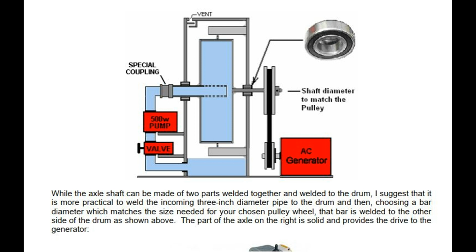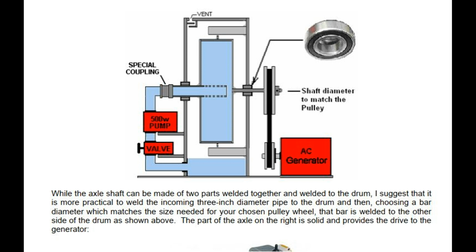While the axle shaft can be made of two parts welded together and welded to the drum, I suggest that it is more practical to weld the incoming 3-inch diameter pipe to the drum and then, choosing a bar diameter which matches the size needed for your chosen pulley wheel, that bar is welded to the other side of the drum as shown above.